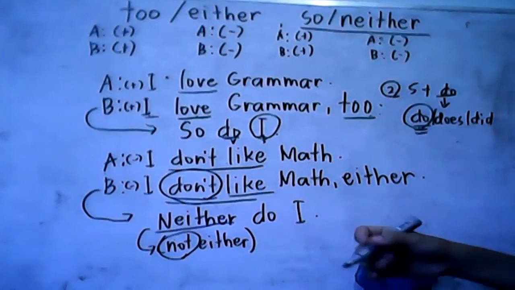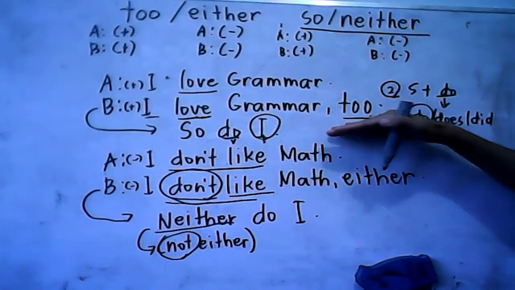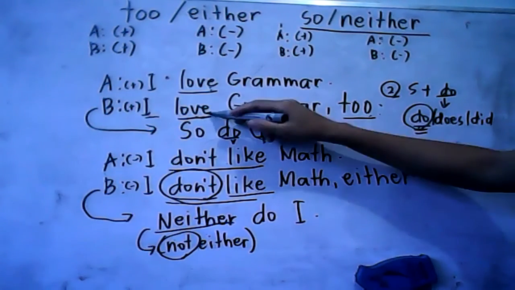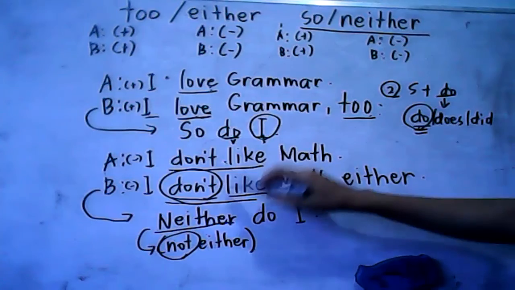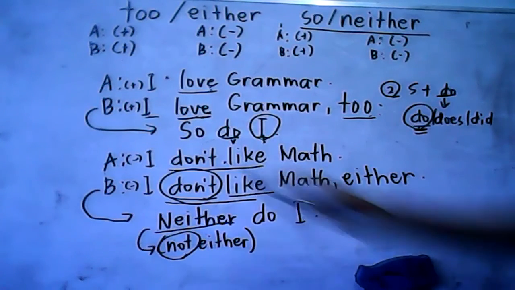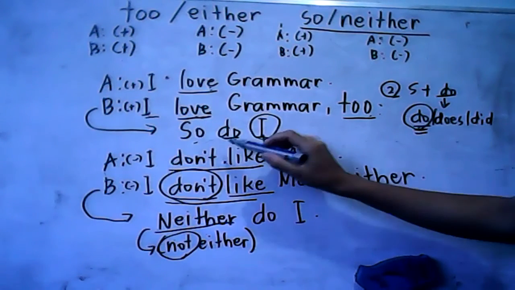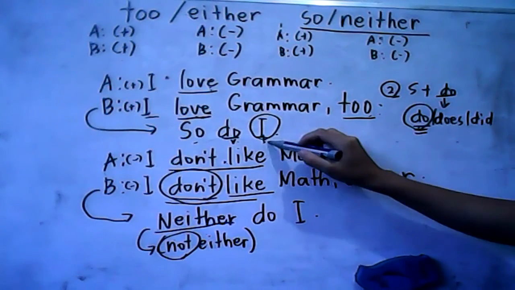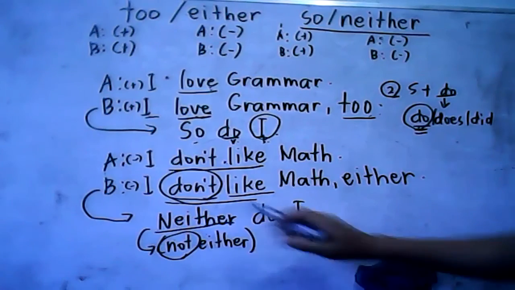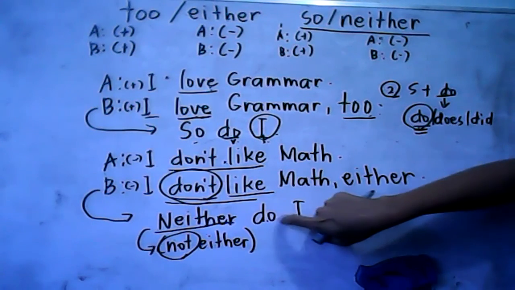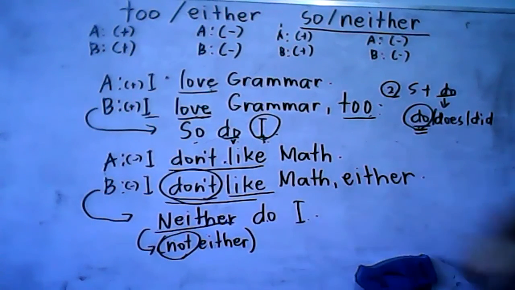So, that's it. We use too when you have two positive ideas, and you use either when both ideas are negative. And then you use so, and then your verb, and then your subject, and then neither, your verb, and your subject. Don't use a negative verb in here because neither is already a negative word.